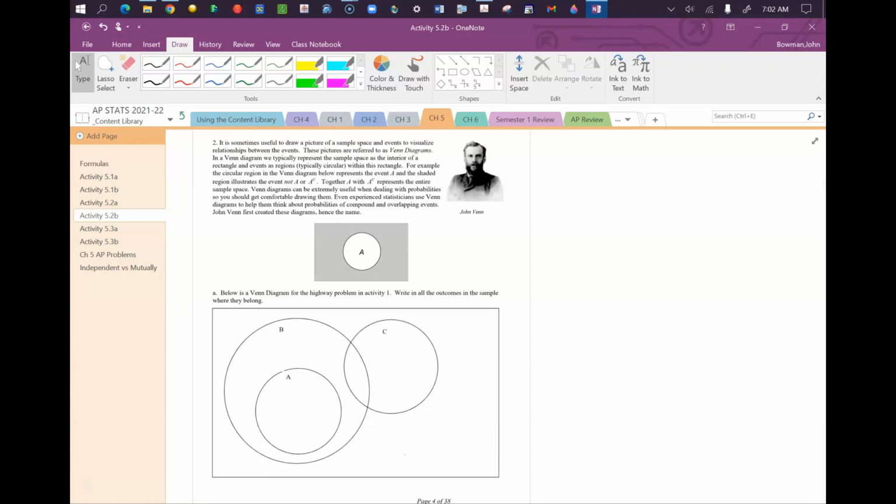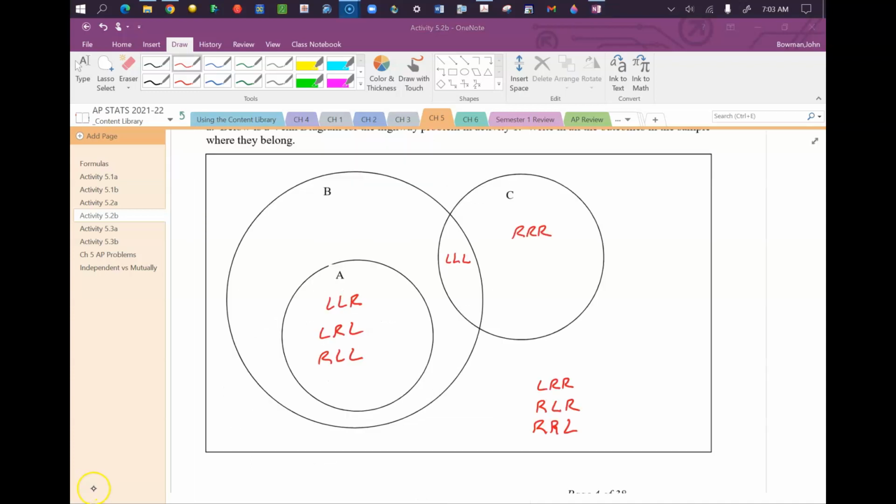So what I'd like you to do is pause the video and fill in the Venn diagram using all the outcomes, the 8 possible outcomes from this example in the sample space, and then play the video and check your results. So these are the 8 possible outcomes that make up the sample space. You should be able to verify that A has 3 possible outcomes, B has 4 possible outcomes, C has 2 possible outcomes, and outside of all of them are the 3 possible outcomes which make up the entire sample space.